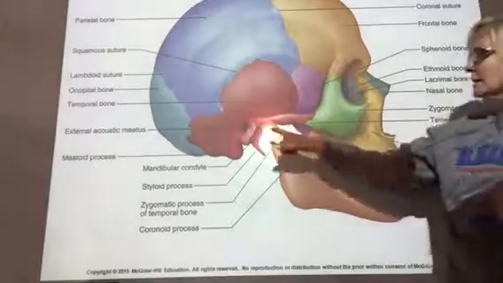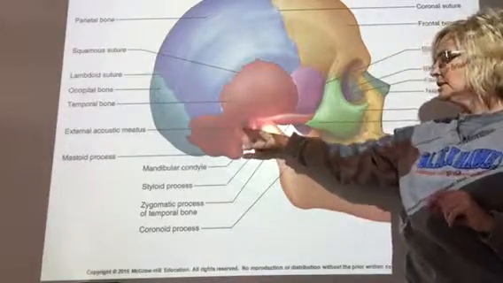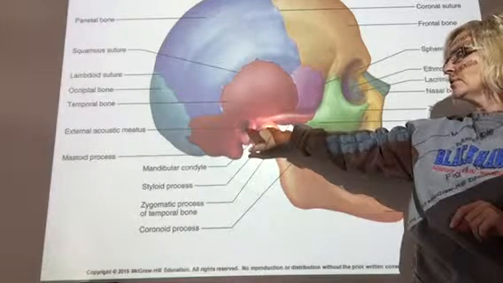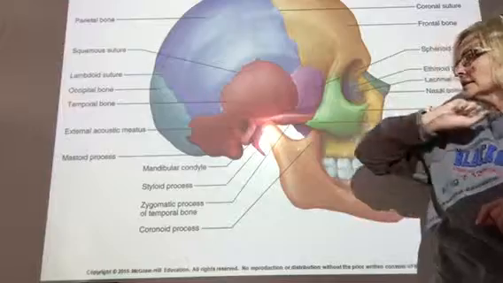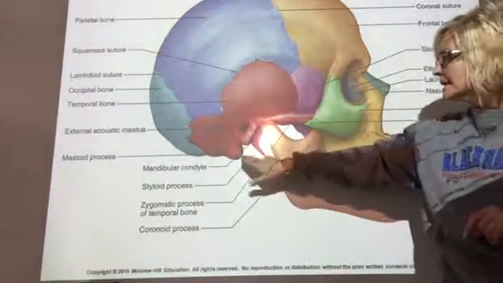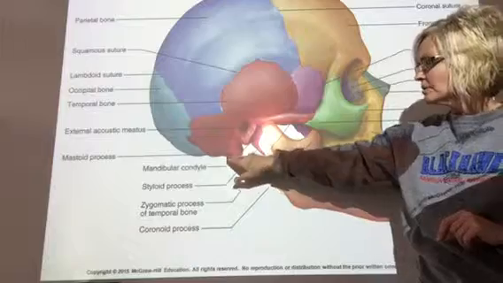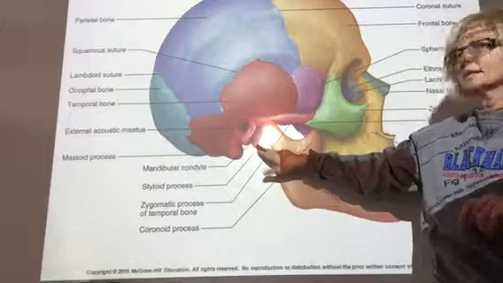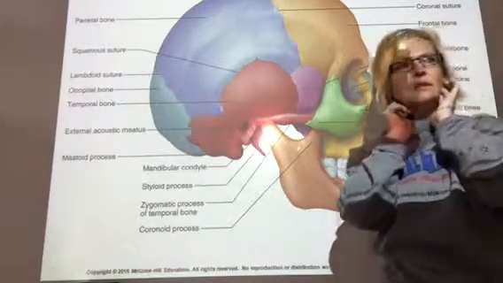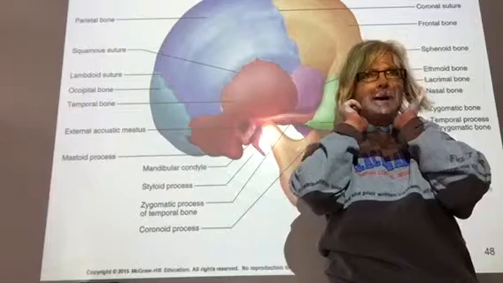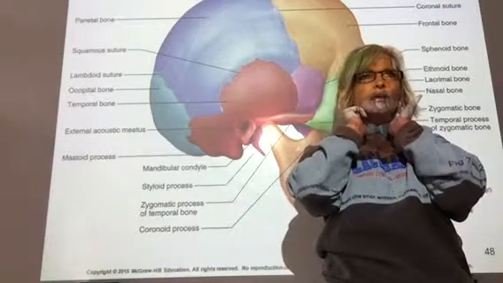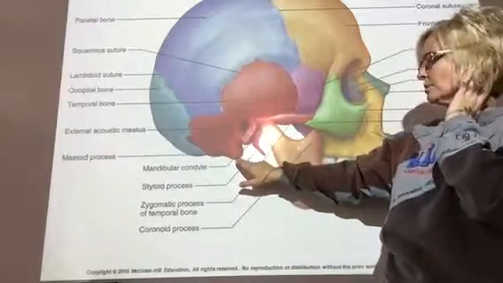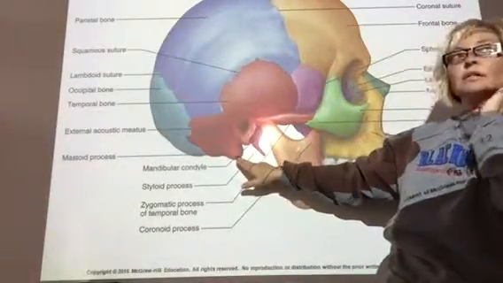Then, if I look, the external acoustic meatus, that's the opening for your ear. That is part of your temporal bone. You should know that. Mastoid process is a rounded process. Styloid process is a pointy process. If you feel the base, so if I feel towards the bottom right behind my ears, there's a little rounded process, I can actually feel that. That would be your mastoid process that you feel right behind your ear.